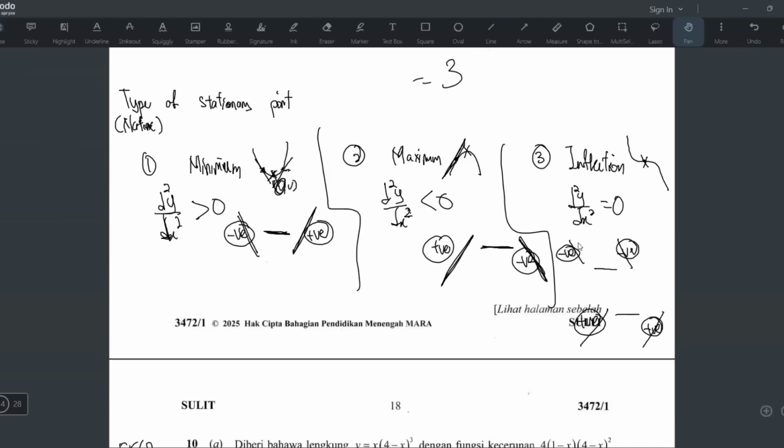Kalau dia minimum, dia akan jadi negative 0 positif. Kalau maximum positif 0 negatif. Kalau inflection dia dua-dua negatif ataupun dua-dua positif.